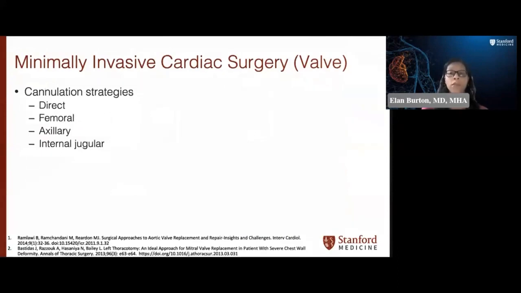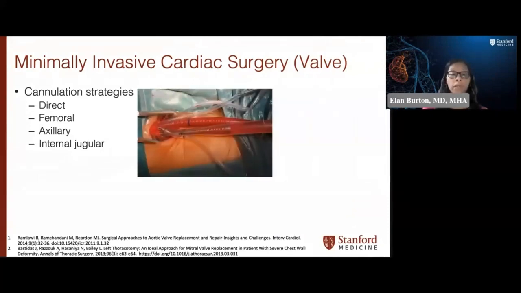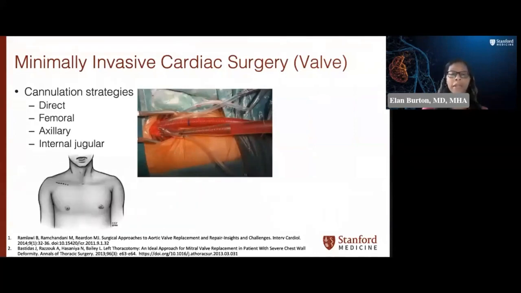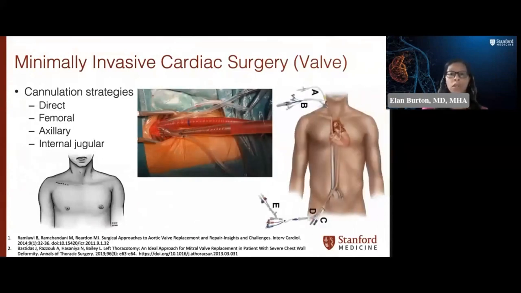Minimally invasive approaches for valves still require cardiopulmonary bypass, so additional incisions may be necessary for cannulation. Cannulation strategies include direct cannulation through either the mini sternotomy or thoracotomy incision, or femoral cannulation, which will require a groin incision, axillary cannulation, which is typically used for the aortic cannula only, or a combination of these strategies, including use of the internal jugular vein.